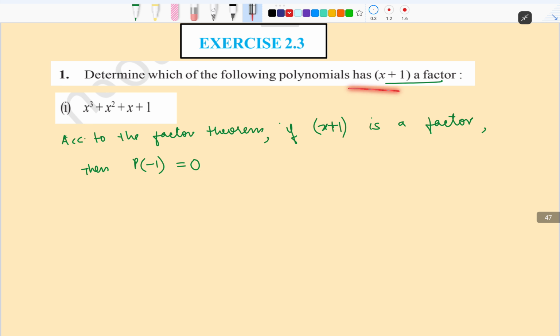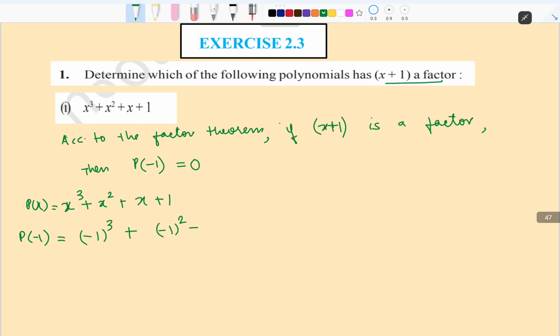So in this question, what we essentially have to do is apply the factor theorem for each of the following polynomials and find out p of minus 1. If p of minus 1 is equal to 0, then such a polynomial will have a factor of x plus 1. Let's look at the first one. It says x cube plus x square plus x plus 1. So let's call it p of x, polynomial of variable x. So p of minus 1 should be minus 1 cube plus minus 1 square plus minus 1 plus 1.